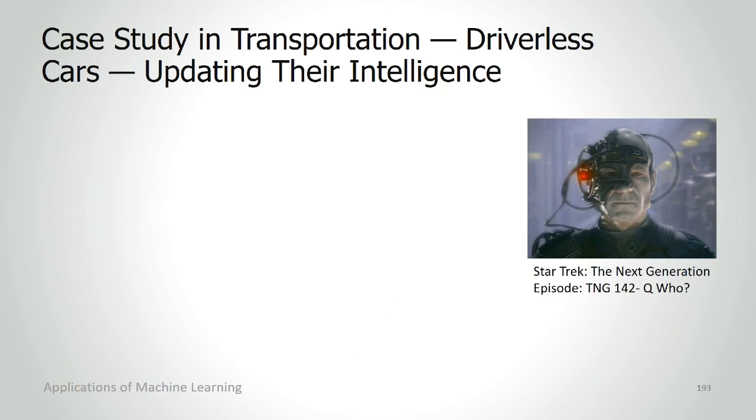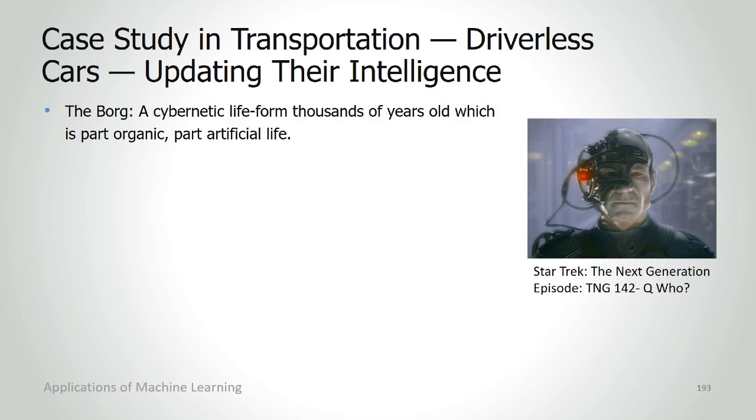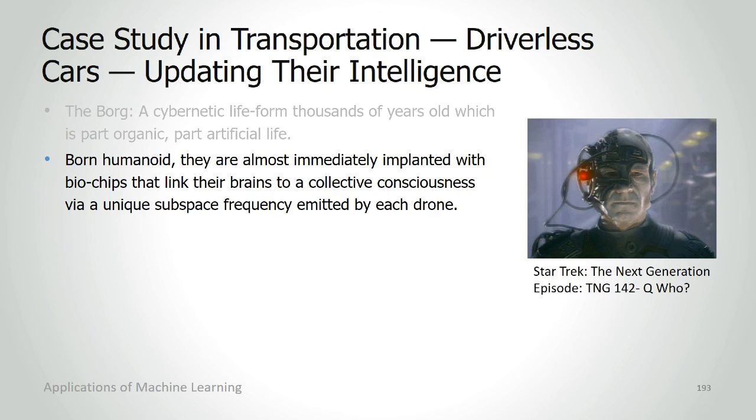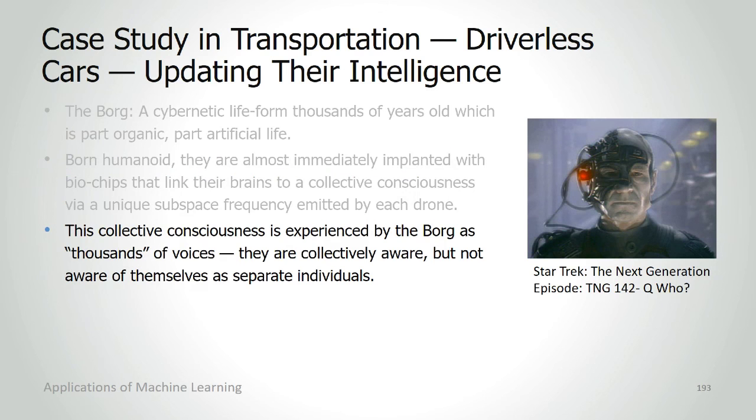One more fun thing. I don't know if those of you are lovers of Star Trek, but if you never heard about it, take a look at Star Trek: The Next Generation. Specifically, this episode, TNG 142 Q Who. It talks about the Borg, which are cybernetic life forms that are thousands of years old, which are part organic and part artificial life. And they're born humanoid. They're immediately implanted with biochips that link their brains to a collective unconsciousness, which is communicated by some subspace frequency. Well, what's neat about this, the collective unconsciousness is experienced by the Borg as thousands of voices. So they're collectively aware, but they're not aware of themselves as separate individuals.